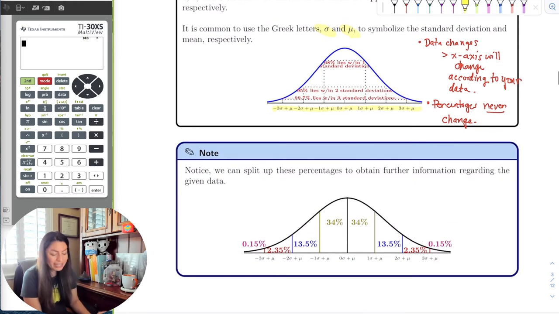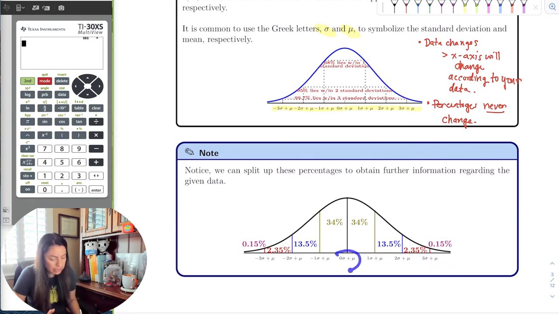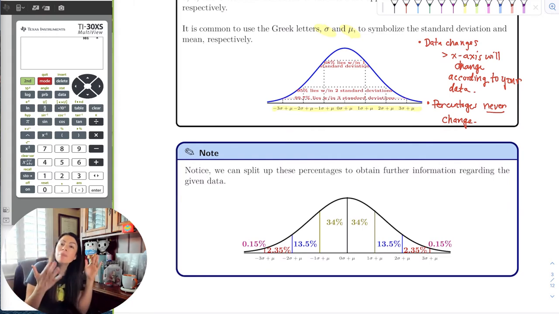So with this comes a whole bunch of other information. And so I go ahead and I love to copy and paste this bell curve here. And I encourage you to tab this page in your notes, because here is the mean. And remember that one standard deviation away was 68%. Well, 34 plus 34 is 68, because each half of the bell curve is 50%.